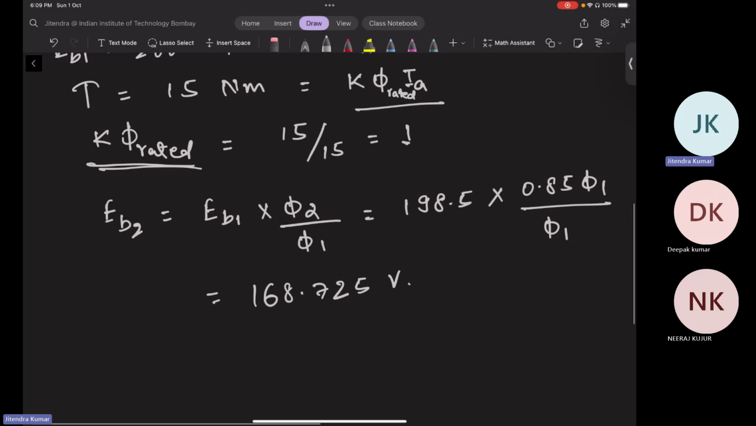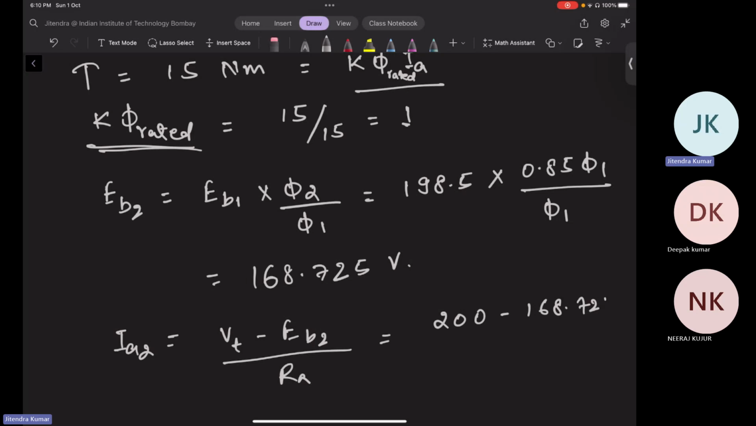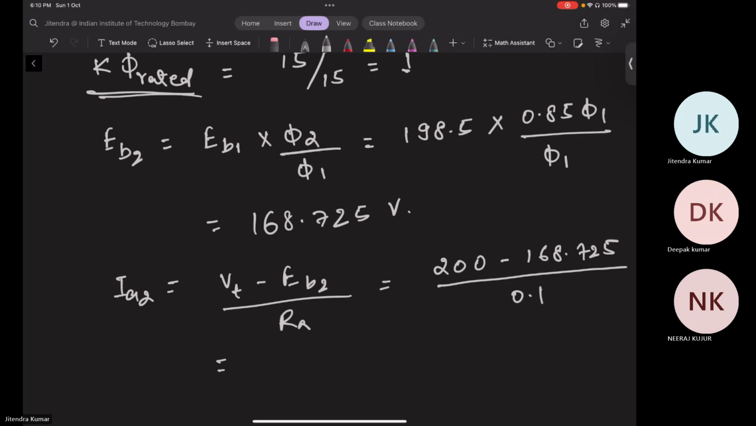Now, because of this reduction, at the load torque, we will compute Ia2, that will be (Vt minus Eb2) divided by Ra. Vt is 200 minus 168.725, divided by Ra, which is 0.1. That is 312.75 amps.